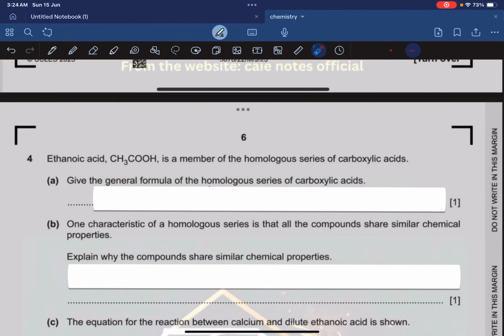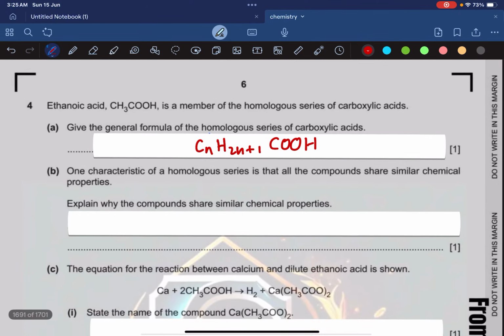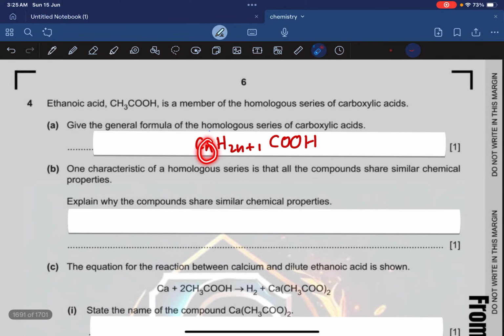Okay, ethanoic acid, CH3COOH, is a member of the homologous series of carboxylic acids. Give the general formula of the series of carboxylic acids. You had to learn all the general formulas before going to the exam. For alkanes, it's CnH2n+2. For alkenes, it's CnH2n. For carboxylic acids, it's CnH2n+1COOH. You had to learn this, okay? And over here, the value of n is going to be 1 less than the eth thing. Eth means 2, so over here the value of n is 1.